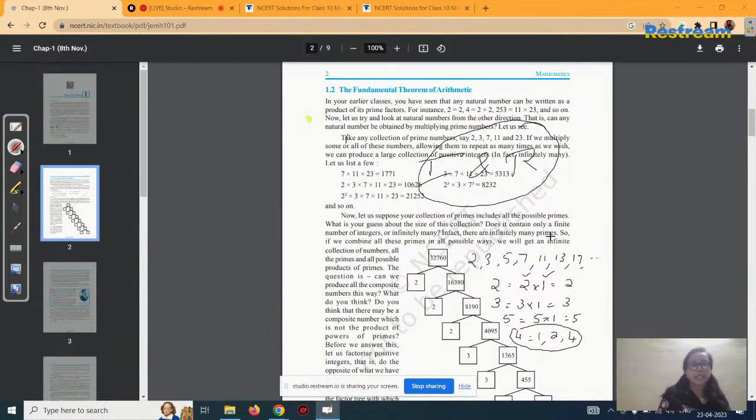Now, I'll ask you one question. What is the smallest prime number? Can you give me the answer in the chat box? What is the lowest, that is smallest prime number? And what is the smallest composite number? All of you give me the answer in the chat box. Tell me. Yeah, smallest prime number is 2 and smallest composite number is 4, right? Yeah, correct.